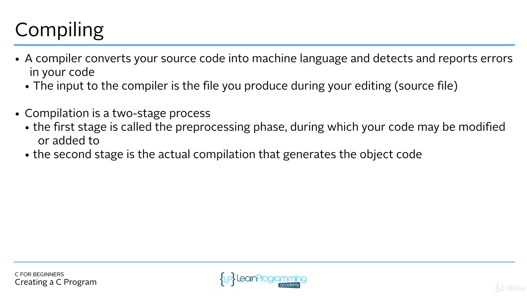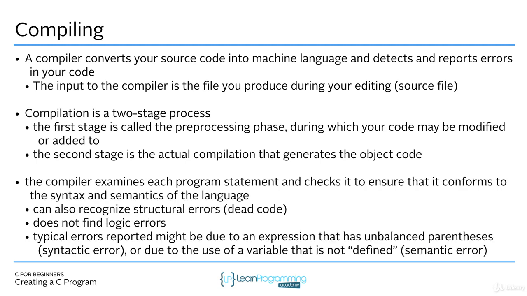Compilation itself, converting this code, is a 2-stage process. The first stage is called the pre-processing phase, during which your code may be modified or added to. And the second stage is the actual compilation. It generates the assembly language code. We'll talk about this pre-processing phase in more detail, but you just need to know now that there are 2 stages when you do compilation. The one that we're going to focus on, or the one that's easy to understand, is the generation of the object code. The compiler is going to look at each statement, and it's going to make sure that the syntax is correct and that the semantics of the language is met.